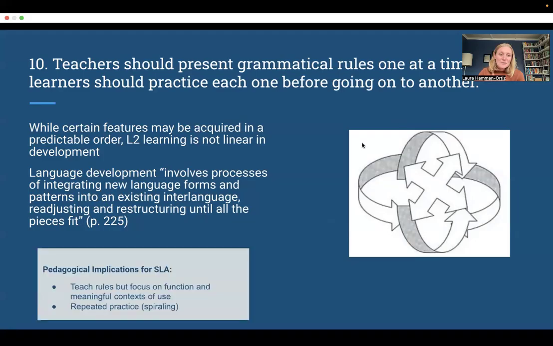So some important pedagogical implications are, we should, of course, teach some rules and support students in understanding grammatical rules, but really focusing on function. So using language to do what, right? What is the purpose of the language use, rather than focusing on decontextualized rules. And also engaging with that learning in really meaningful contexts of use. It's also important to recognize that learners might not master one rule and then move to another, but to have repeated practice or spiraling as they continue to develop in the language, continuing to spiral that learning.